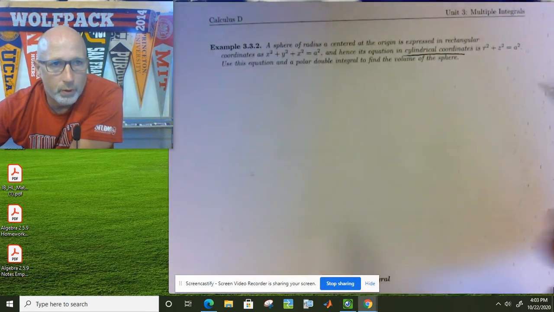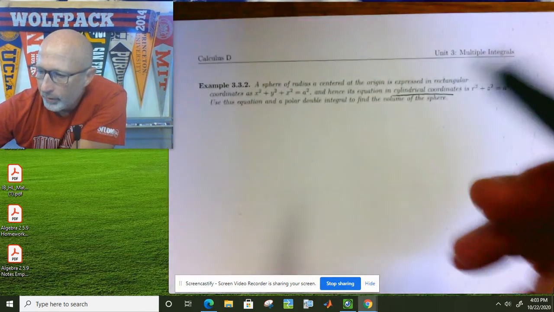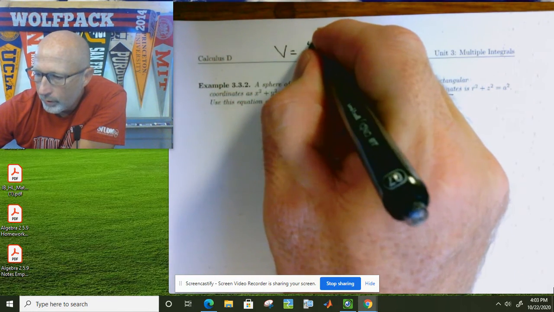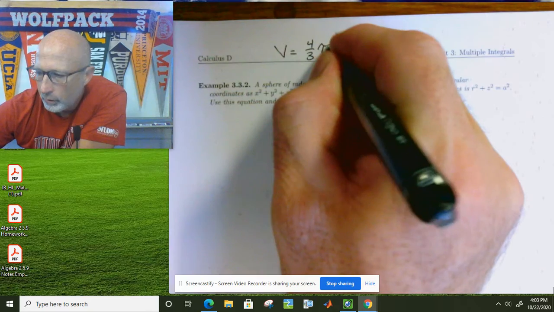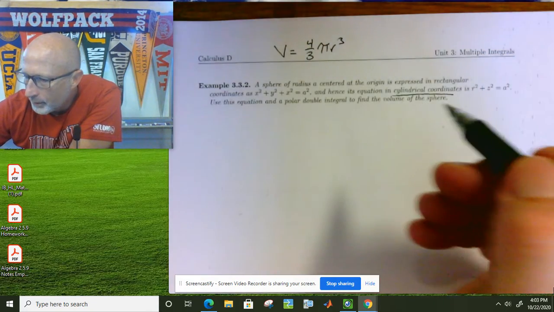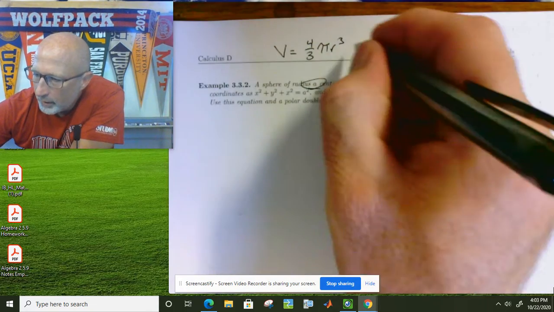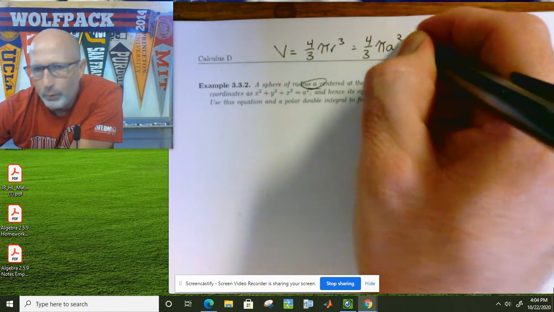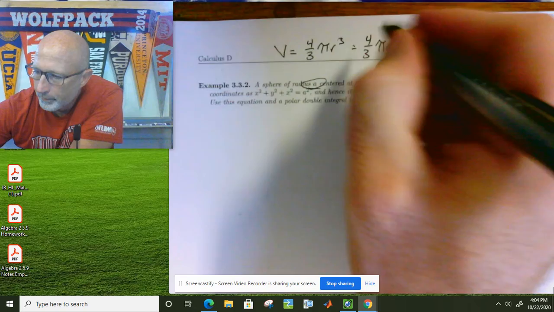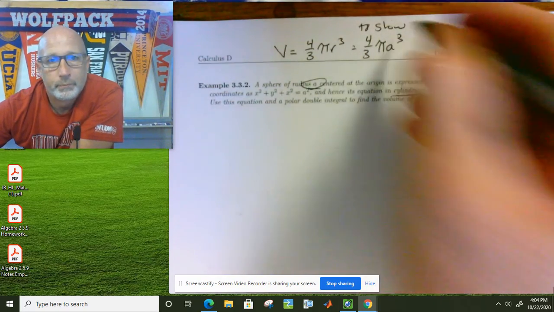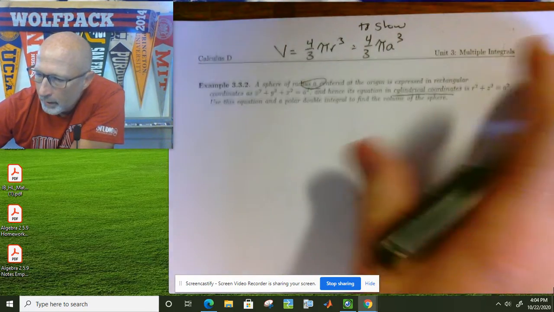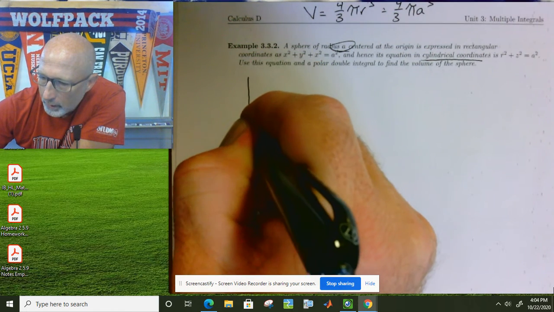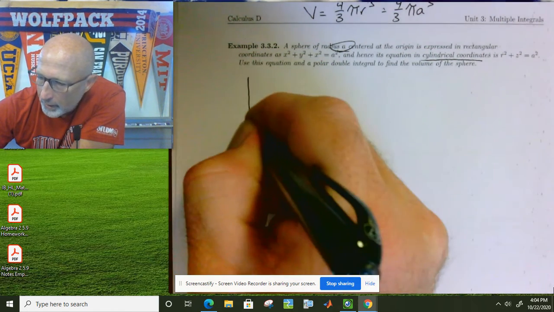Now, the goal of this question is actually to derive the formula for the volume of a sphere, and the volume of a sphere is 4/3 pi r cubed. But in this instance, my radius is a, so I'm trying to find 4/3 pi a cubed. That's what I want to show. Okay, so let's get after this. So what I have is a sphere that's centered at the origin.